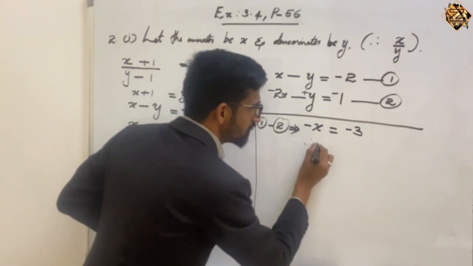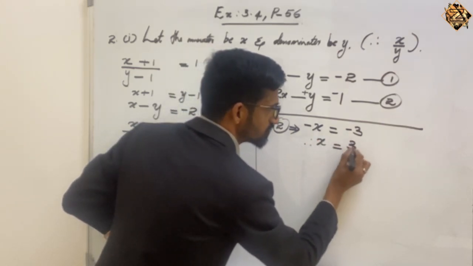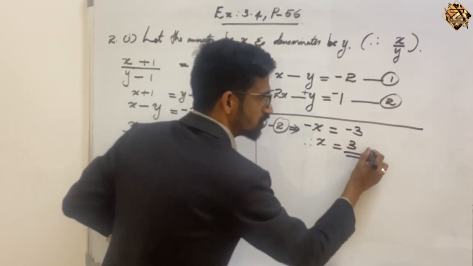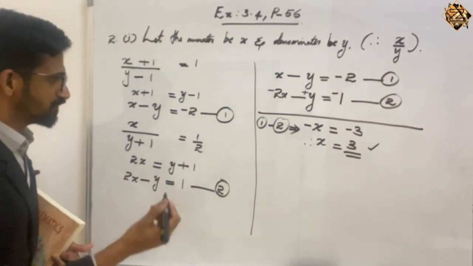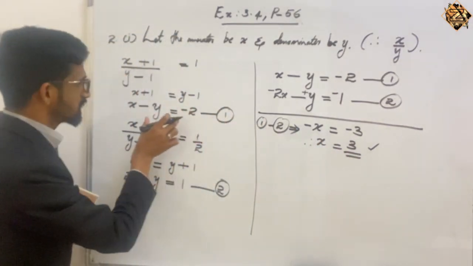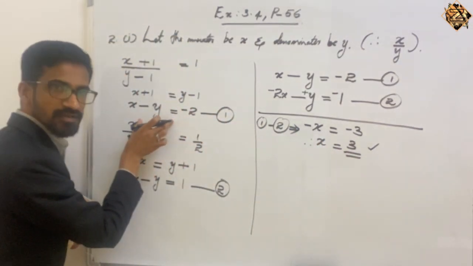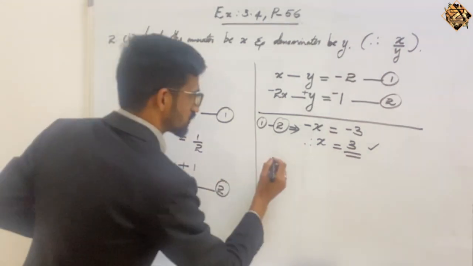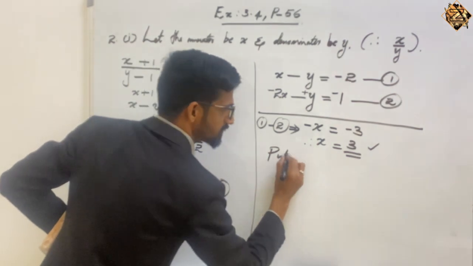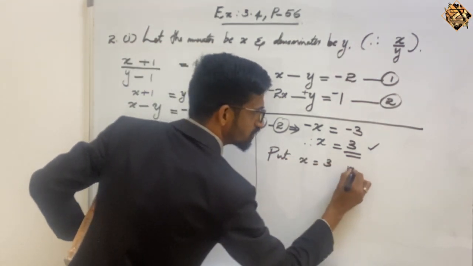Therefore minus x equals minus 3, so x equals 3. We got the value of x. Now we need to find the value of y. For that we will substitute this value of x in any one of these equations. We can substitute in equation 1. So put x equal to 3 in equation 1.